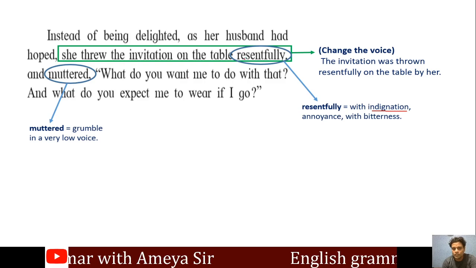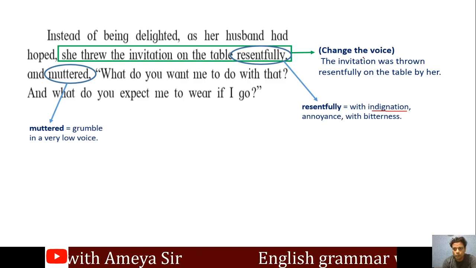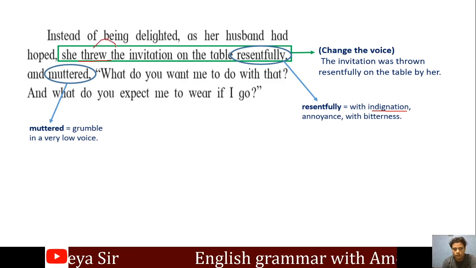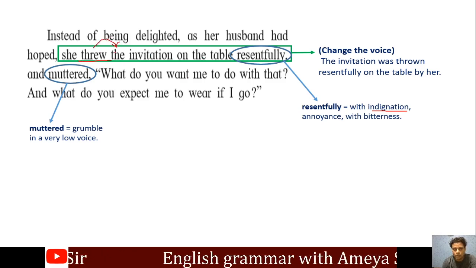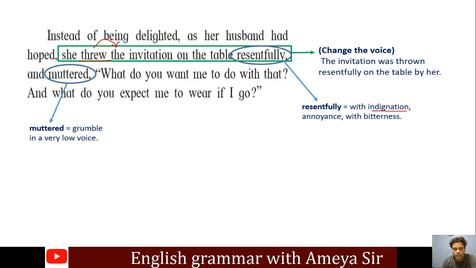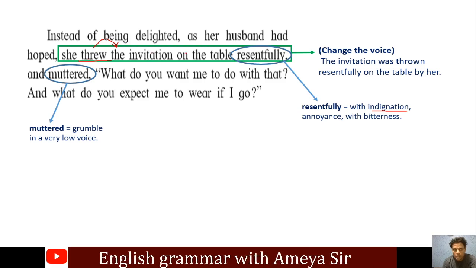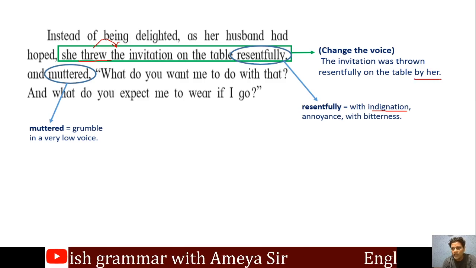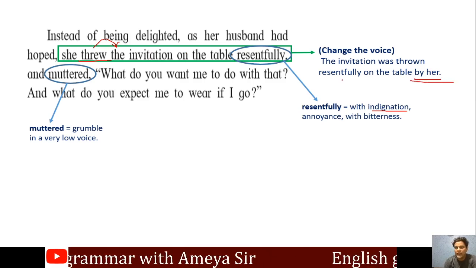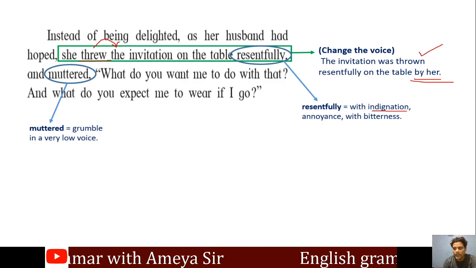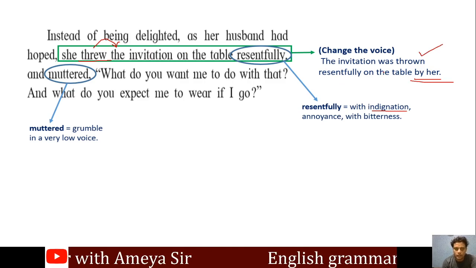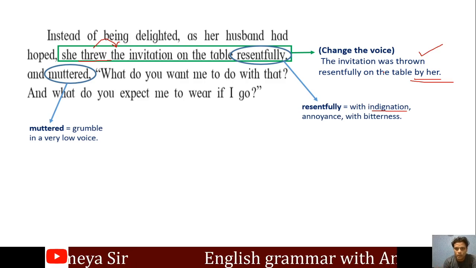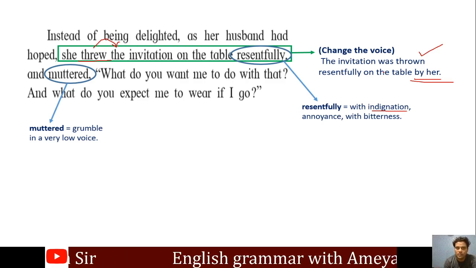She threw the invitation on the table resentfully. Change the voice. The action is threw. So always start after the action word. So the invitation was thrown on the table resentfully by her. Guys, always put this by part at the end. Please remember to do that. Never put this by part at the front. Always let it be at the end, because here the doer is not important because it is the passive voice.